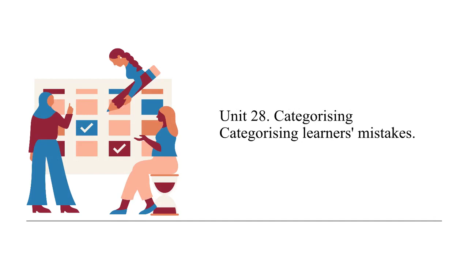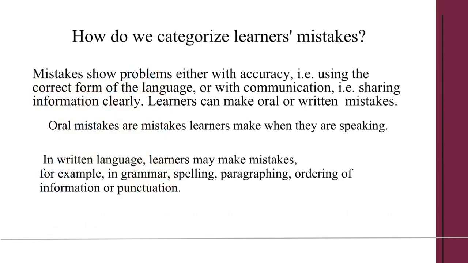Unit 28. Categorizing learners' mistakes. How do we categorize learners' mistakes? Mistakes show problems either with accuracy, for example, using the correct form of the language, or with communication, for example, sharing information clearly. Learners can make oral or written mistakes.